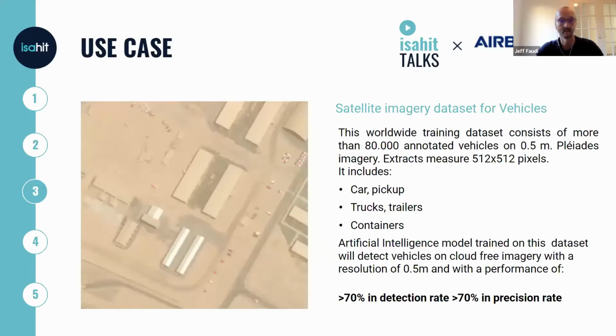And lastly, the other one that we worked on is the one for vehicles. And again, you can see the landscape is very different between the Middle East, for example, and the North American environment. But we also have this huge data set that is annotated with 80,000 vehicles on Pleiades imagery. And that allows us to get a good detection rate, at least a good starting point for a super good algorithm.